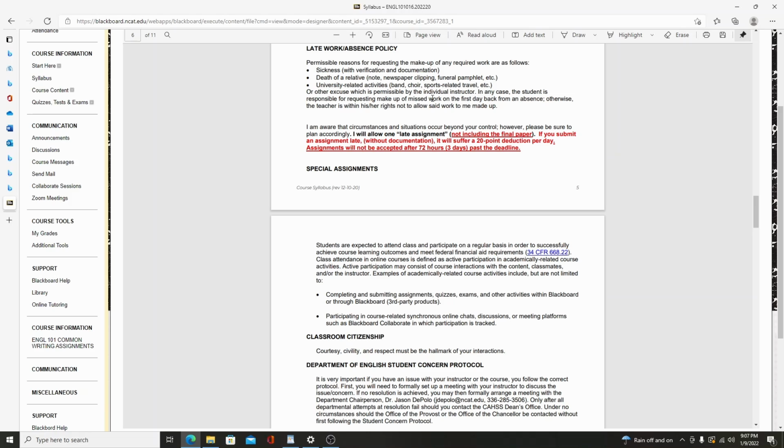I also do allow 1 late assignment. If you don't have an excused absence, I do allow 1 late assignment that doesn't include the final paper. But you're only allowed 1, and you can submit that for a 20-point deduction per day. After 3 days, which is 72 hours, it will just be marked as a 0. So there is a little wiggle room, because I know life comes up for people. I don't want to be that much of a jerk, right? So you've got a little wiggle room there.